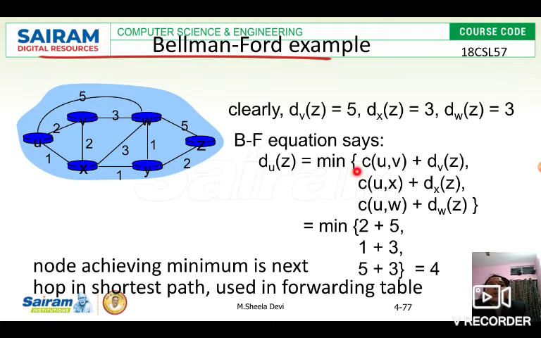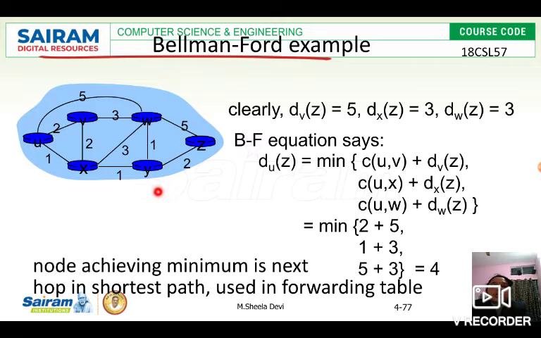What are those paths? From u to v, then v to z. The next path is u to x, then x to z. And the next path is u to w, the direct path, and then w to z. These are the three different paths. And they calculated the cost of every path. So the cost of u to v is 2, and from v to z it is 3, so 3 plus 2 is 5, if we take this path.